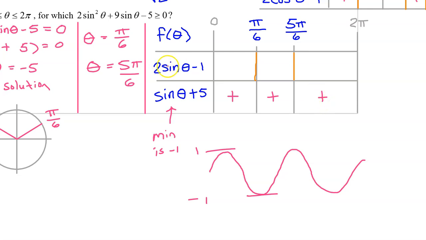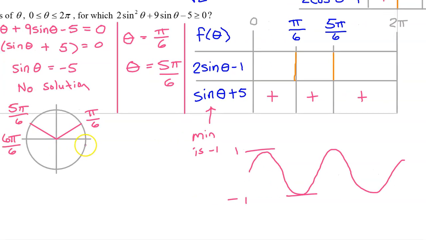What about 2 sine theta minus 1? Will it be positive or negative in this first interval? We can use 0 as a test value since that's not one of the critical values. If you plug in 0 right here, the sine of 0 is 0 because that's the y value on the unit circle, and at 0 the y value is 0. So we have 2 times 0 minus 1. So this is 0 minus 1, which is negative 1.